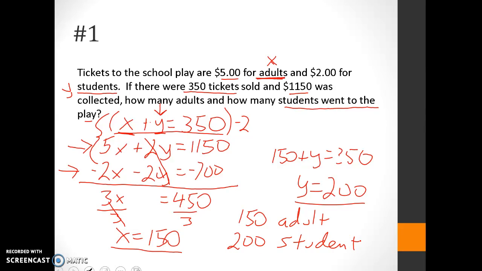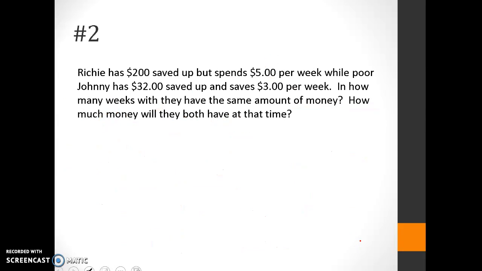Let's move on. Here's another situation. Richie has $200 saved up, but spends $5 a week, while poor Johnny only has $32 saved up and saves $3 per week. So he's increasing his amount of money. And how many weeks will they have the same amount of money, and how much money will they both have at that time? So again, we're going to write equations to start this out.